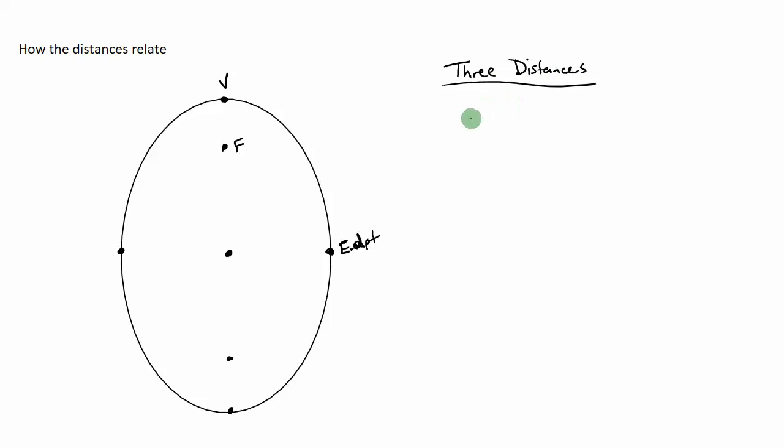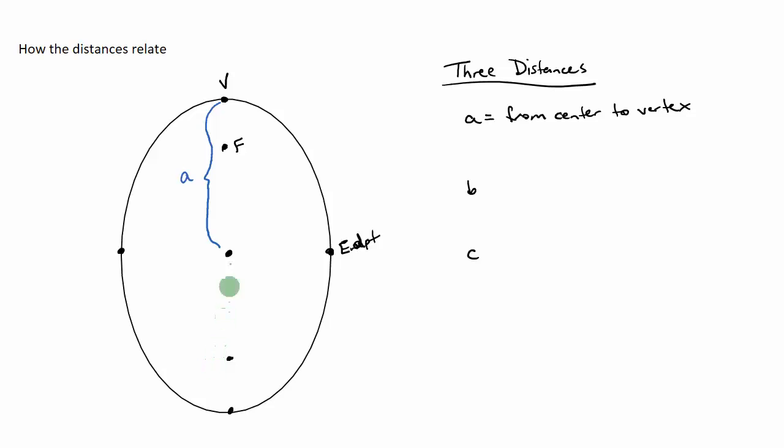Three distances: A, B, and C. Now this could be different depending on what textbook you're using, but A, B, and C are common variables to use for the three distances. So label A is the distance from center to vertex. Okay, so A is this distance right here from the center to a vertex. It could also be measured from the center to the bottom vertex.